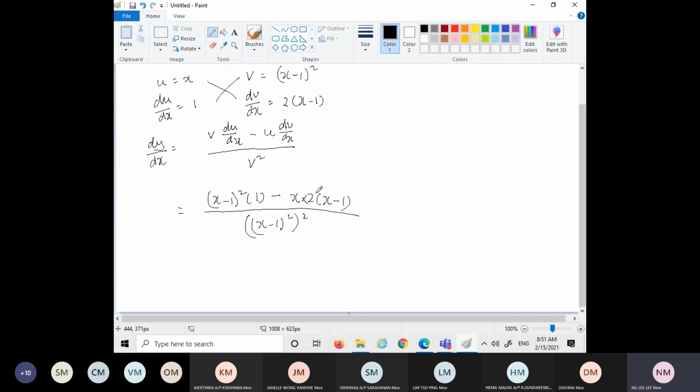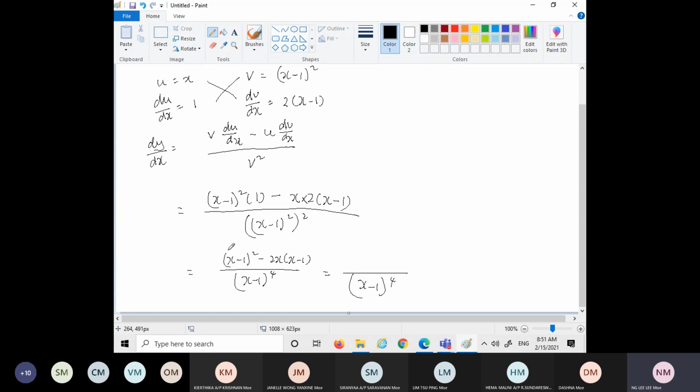Don't just stop here, this is very ugly. You have to simplify or modify a bit. The 2 and the 2: 2 times 2 is 4. The 1 here has no effect, so you just write back (x minus 1) power 2. Here we write 2x and then x minus 1. And the denominator is (x minus 1) power 4.